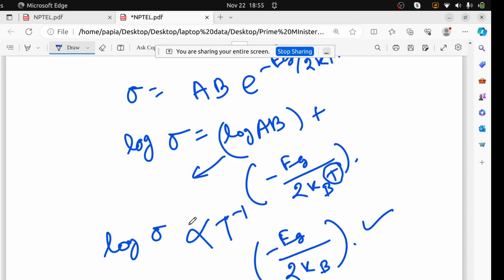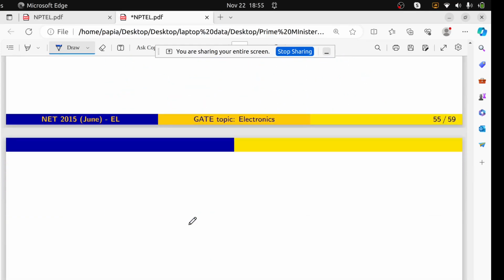Then we can see that T inverse is linearly proportional to T inverse with the slope minus Eg by 2 kb. Okay, I think it's understandable.